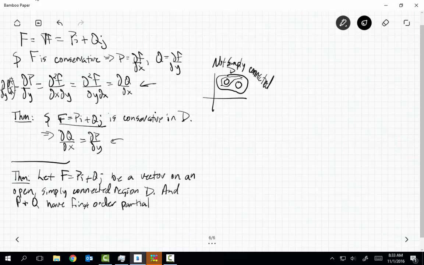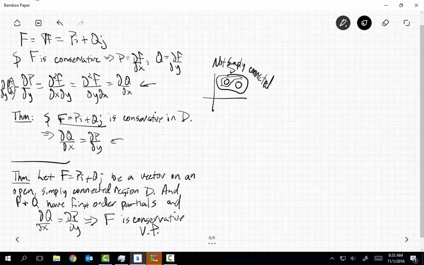In other words, if I can take these partials, if they exist, and this is true right here, so the partial of q with respect to x is equal to the partial of p with respect to y, then I know that F is a conservative vector field. Yay! We now officially have a tool to determine whether or not a vector field is conservative.